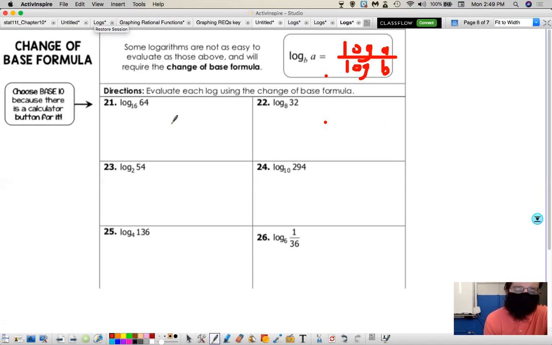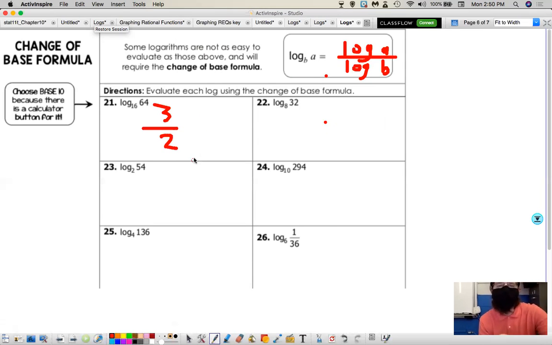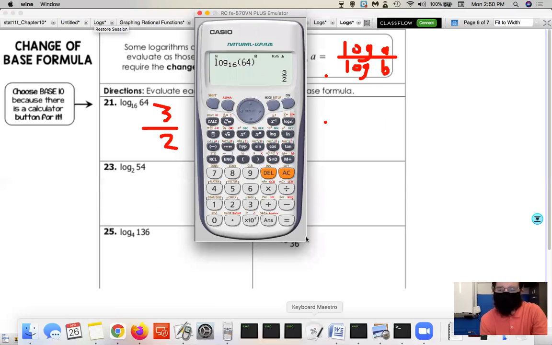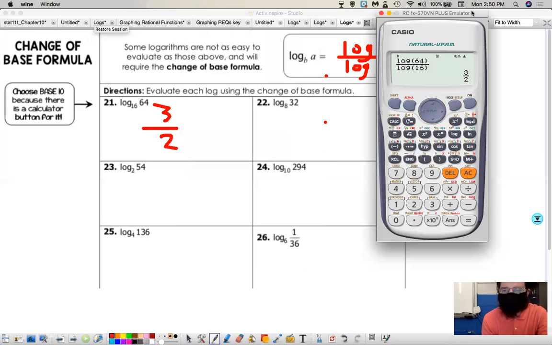So let's do this one. Now, if you have the Casio FX-115ES Plus, you can hit this button right here and type in your base and argument. You get 3/2. Let's do the same problem, but using the change of base formula. Let's pretend we don't have this button. Then we do log of our argument divided by log of our base. 3/2, same thing.